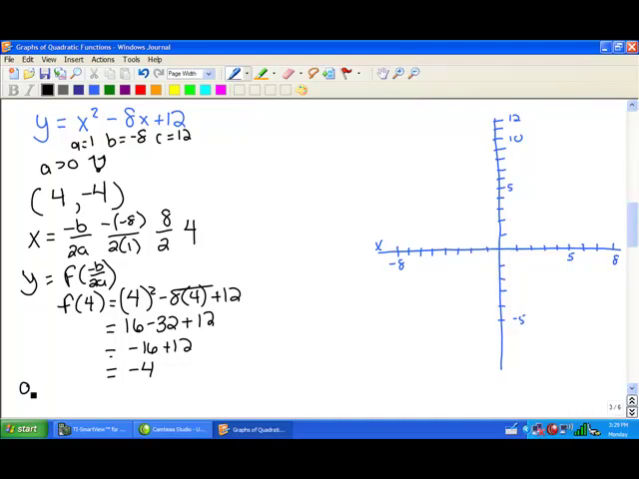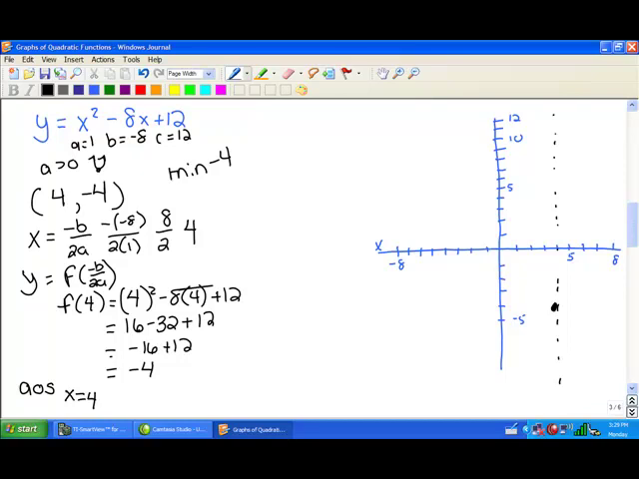The x-coordinate is going to be used in your axis of symmetry, x equals 4. Your y-coordinate is going to actually be your minimum. If you will plot positive 4, negative 4 on your graph, put a dotted line through x equals positive 4. That will be your axis of symmetry.